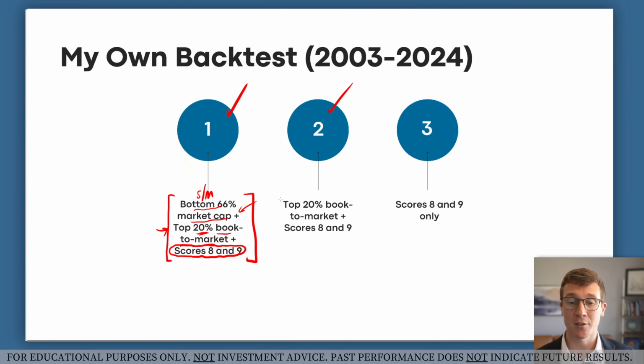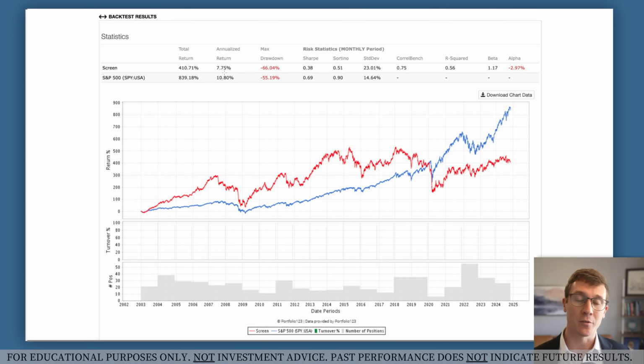So what if we just looked at the top 20% book-to-market stocks and scores 8 and 9? The results improved by about 0.5% per year, but still you can see that the max drawdown and the risk-adjusted ratios are not close to the S&P 500, still producing compound total returns of about half of what the market did with even more risk.